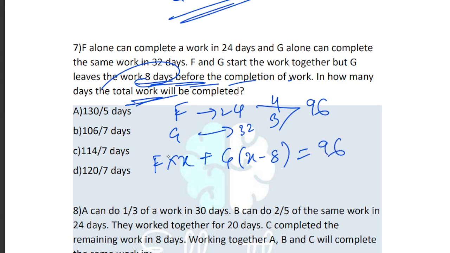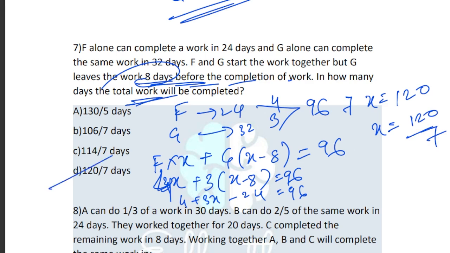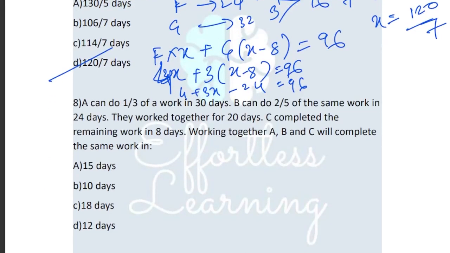96. The efficiency of F is 3, so 3x, plus the efficiency of G is 4, so 4 times (x minus 8), we got 96 here. So 3x plus 4x minus 32 is equal to 96. So 7x, by taking the constant to this side, is equal to 120. So x is equal to 120 divided by 7. Option D. Okay, next question.